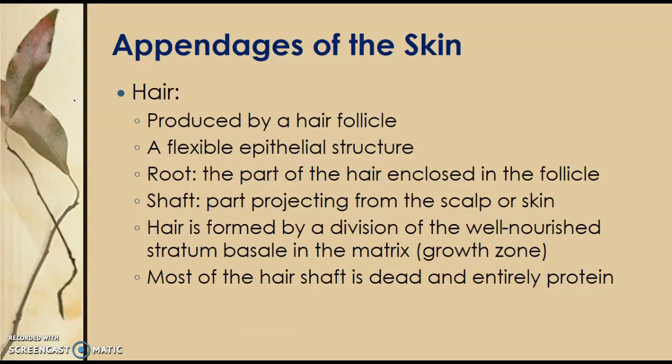Okay, our last appendage is going to be hair and nails. So hair is produced by a hair follicle, and it's basically just a bunch of keratinized, highly squamous cells. The root is the part that's going to be enclosed by the follicle, and the shaft is going to be the part that projects from the scalp or the skin. It's nourished by the stratum basale, and then the tissues even below it. That's known as the growth zone. And then your shaft is that, like I said, highly keratinized dead protein.